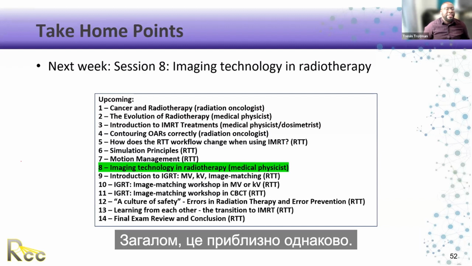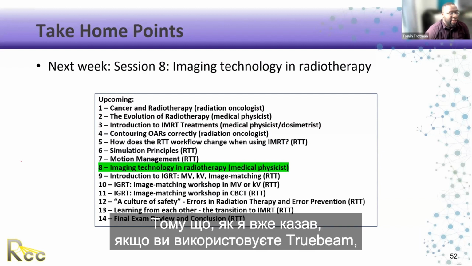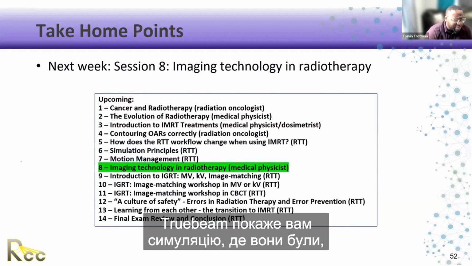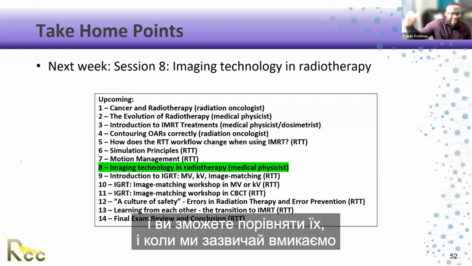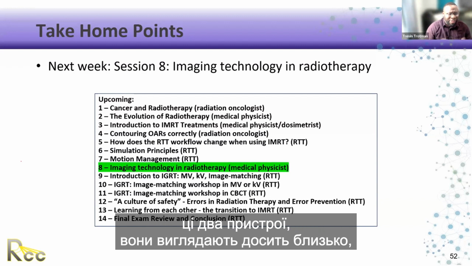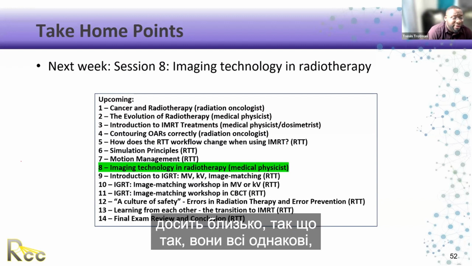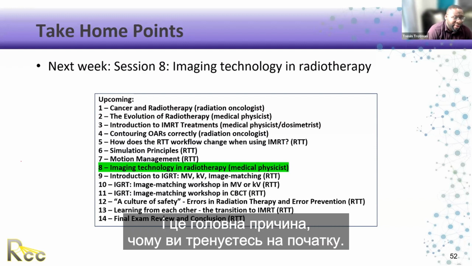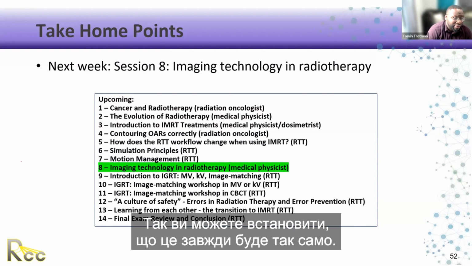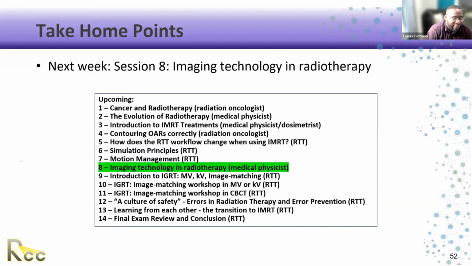In general, it's about the same, because like I said, if you use the TrueBeam, it will show you that simulation where they were, and then you can match it. And when we normally turn those two on, it looks pretty close. So yes, they're usually the same, and that's the big reason why you coach in the beginning, so you can establish that it would always be that same. Does that make sense? Oh yes, thank you very much.